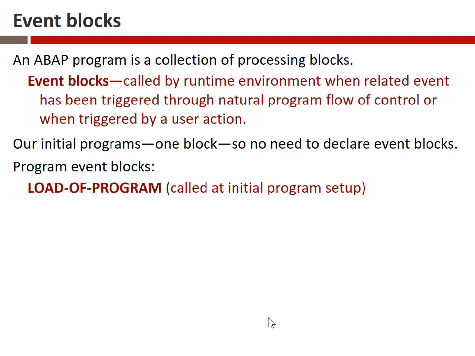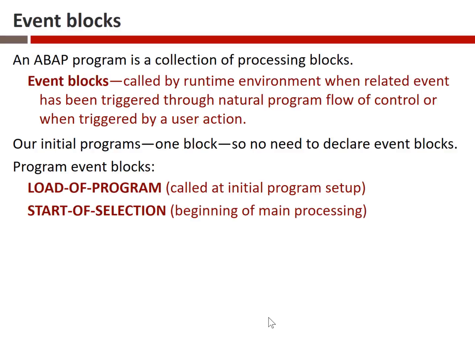And this occurs right at the very beginning when the program is first loaded and begins execution. Another event block, which you have seen, which we have been using, is start of selection. And this is the beginning of main processing. So actually, load of program happens first.